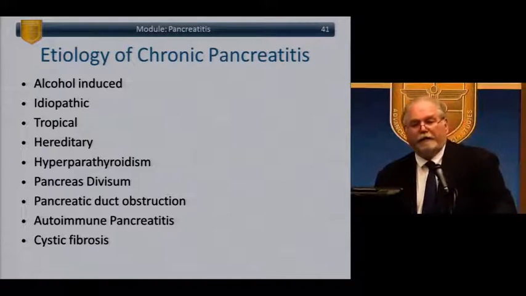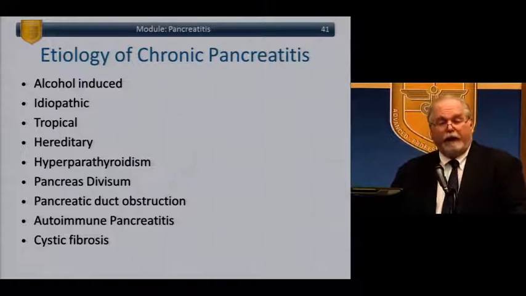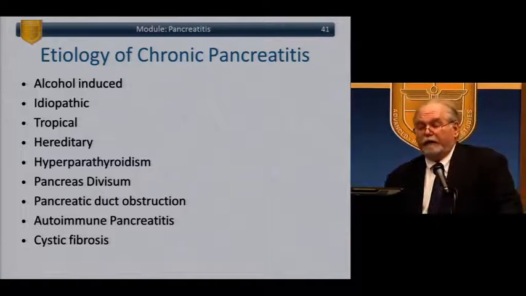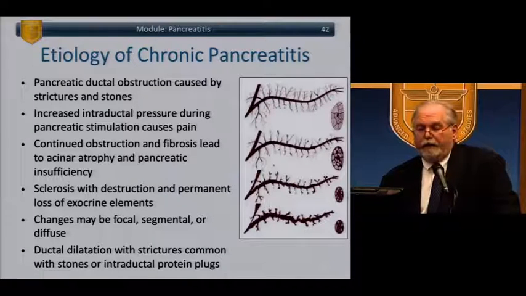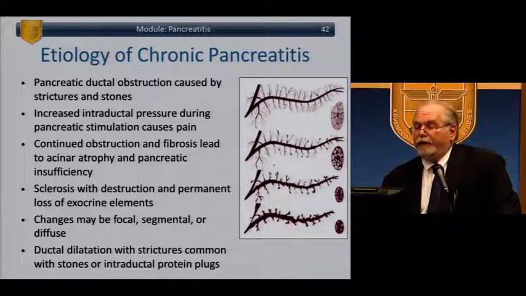Chronic pancreatitis is typically from alcohol, but can be due to other things: idiopathic, tropical, hereditary, hyperparathyroidism, pancreas divisum, pancreatic ductal obstruction, autoimmune pancreatitis, or cystic fibrosis. The pancreatic duct obstruction is caused by strictures and stones. Increasing intraductal pressure during pancreatic stimulation causes pain. Continued obstruction and fibrosis lead to acinar atrophy and pancreatic insufficiency, sclerosis with destruction and permanent loss of exocrine function, and they may be focal, segmental, or diffuse.